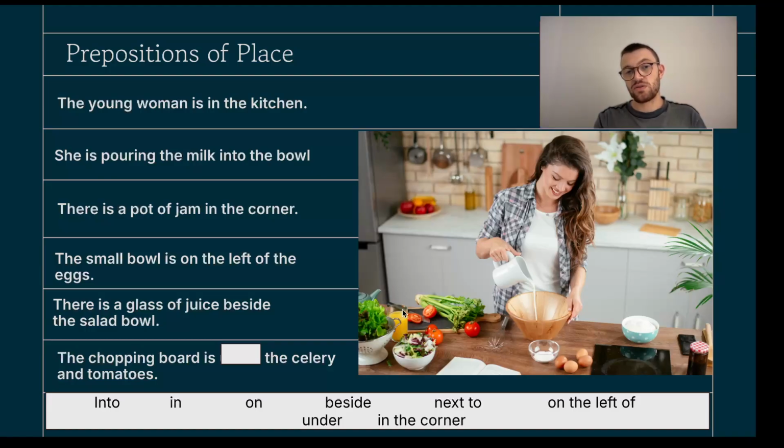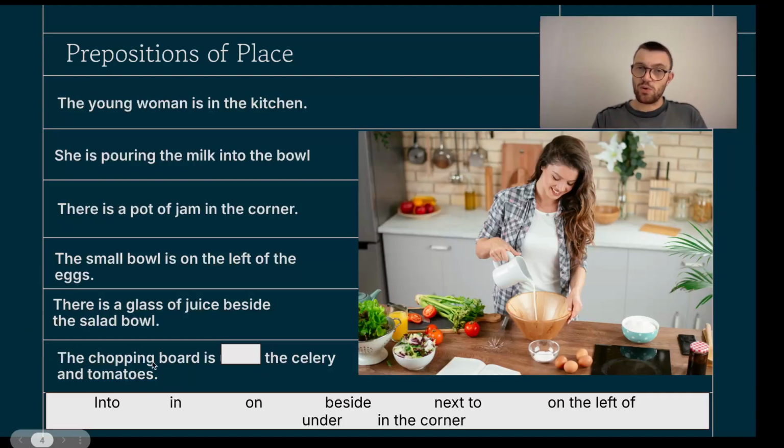The orange juice, I assume it's orange juice, it could be next to the salad. It could be beside the salad. It couldn't be on the left of the salad, because in our picture it is on the right. You could say there is a glass of juice beside the salad bowl on the right.